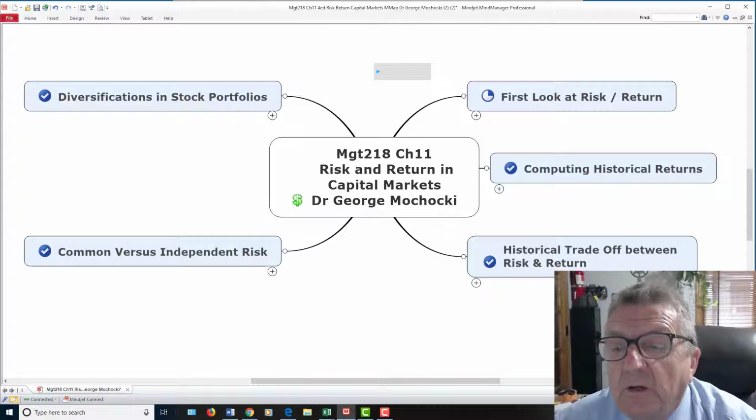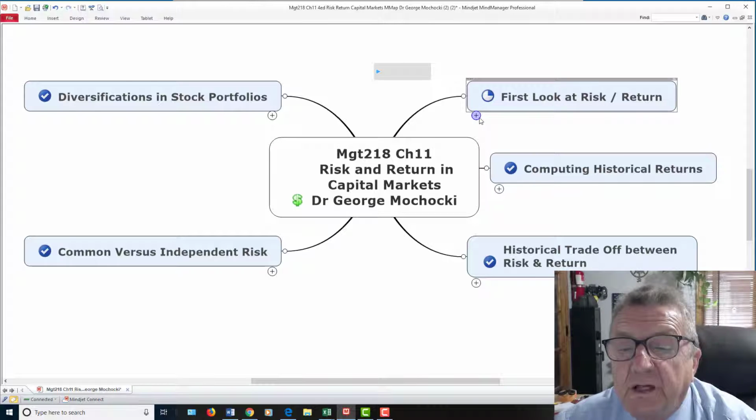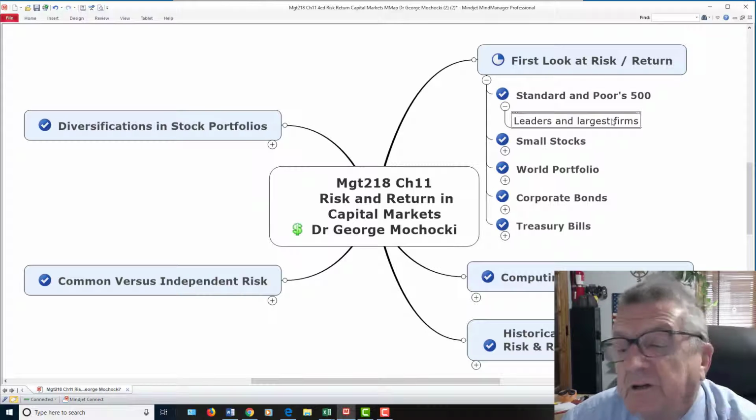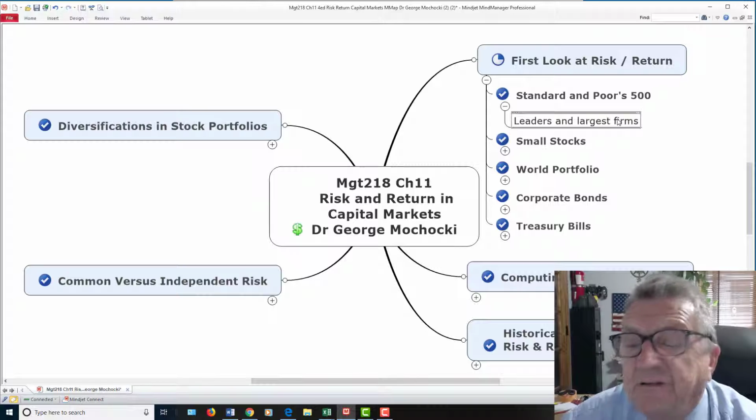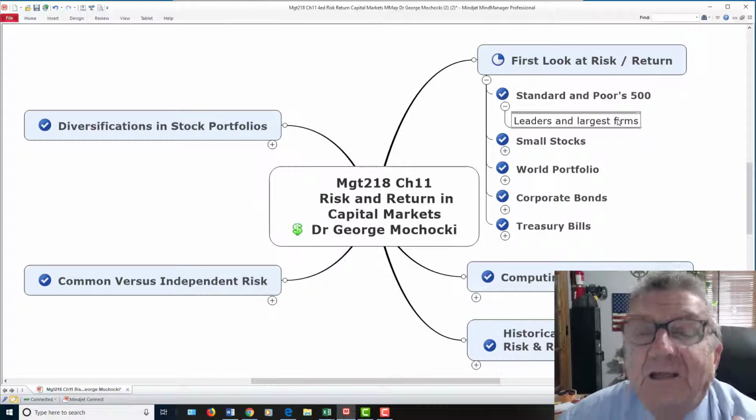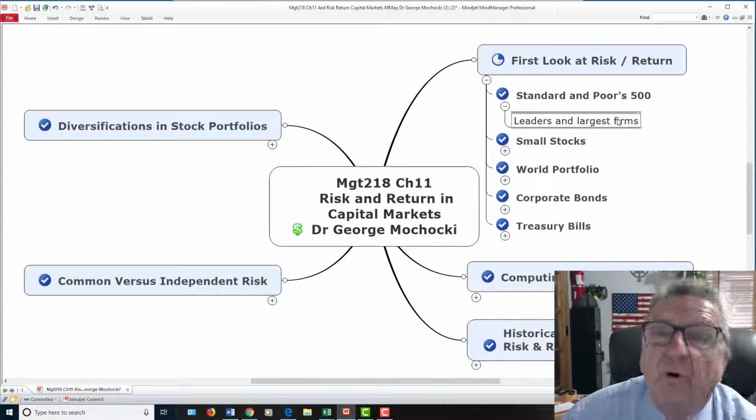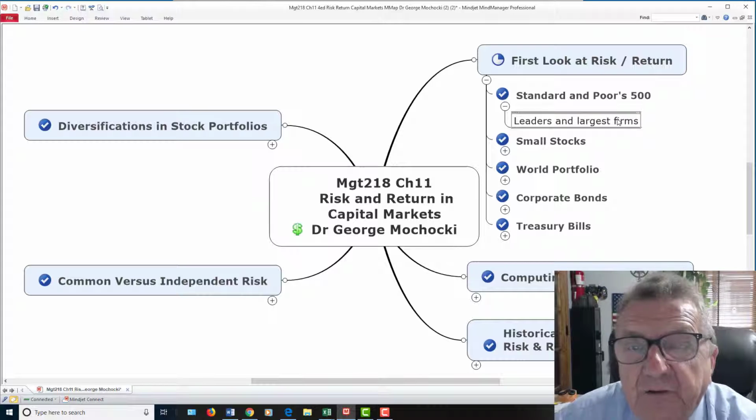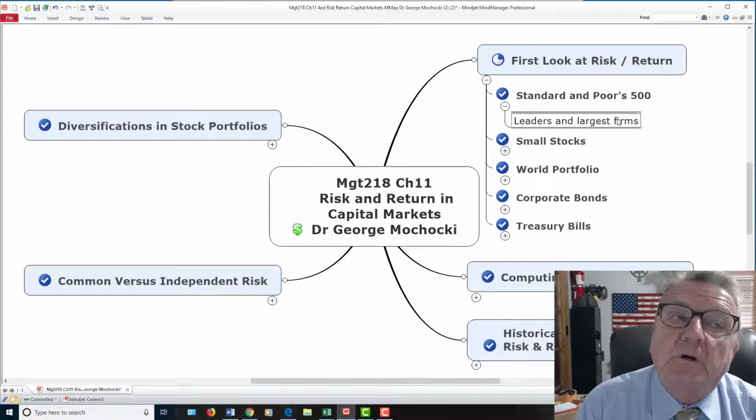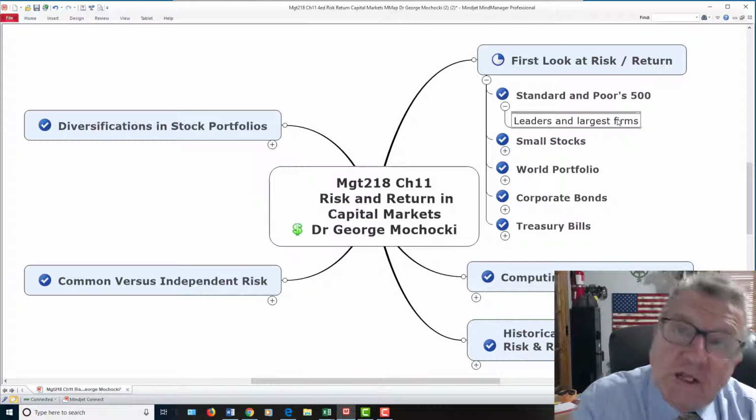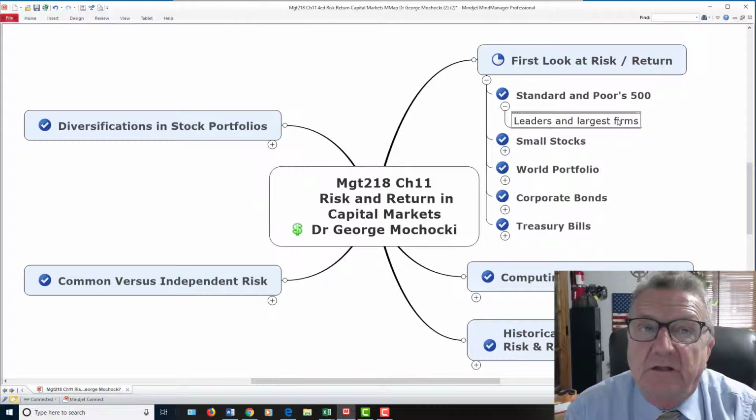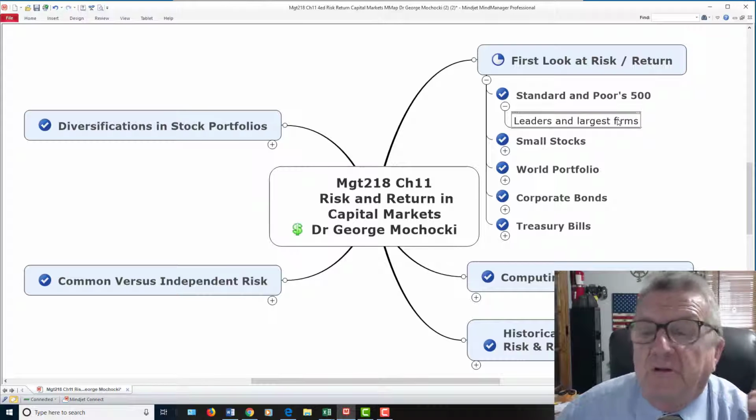All right? Okay, so first look at risk. Let's see what we have here. Standard and Poor's, right? That basically is the leaders and largest firms. It's an index form, for lack of better words, of the top 500 companies performing overall. It gives you an average, so you have a general idea of where it's at. You've got something to look at to see if it might be lower or above what I think my return is going to be.